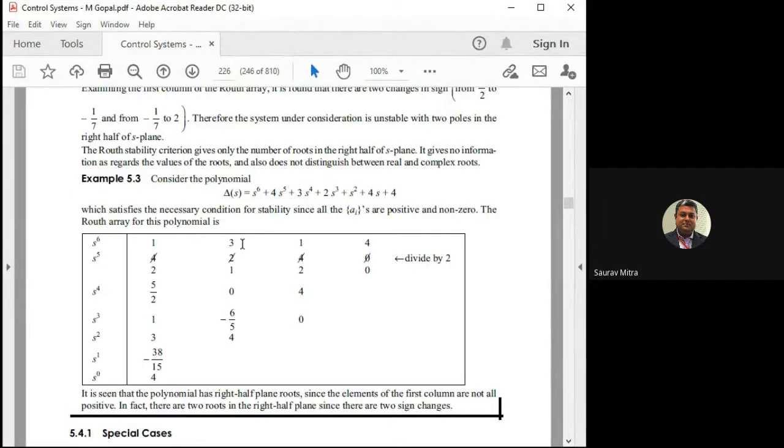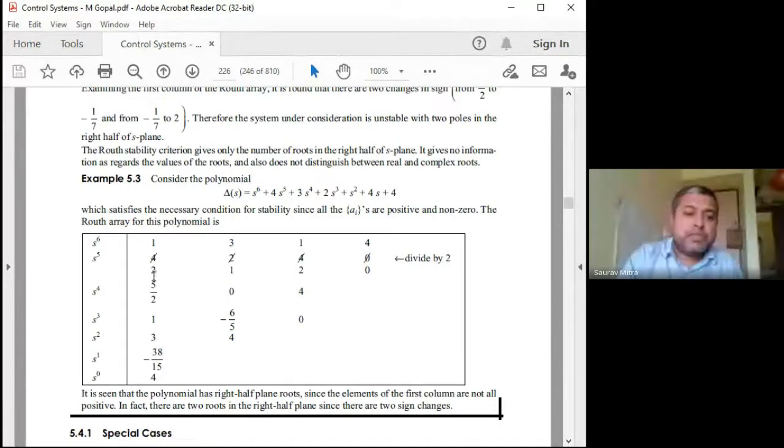Okay, so this is 2 into 3 minus 1 into 1 divided by 2. So 2 into 3 is 6 minus 1 divided by 2. This is 5 by 2. Next is 2 into 1 minus 1 into 2. So numerator 0 ho gaya. That's why this is 0. Last one is 2 into 4, that is 8 minus 1 into 0, that is 8 divided by 2. That's why this becomes 4.